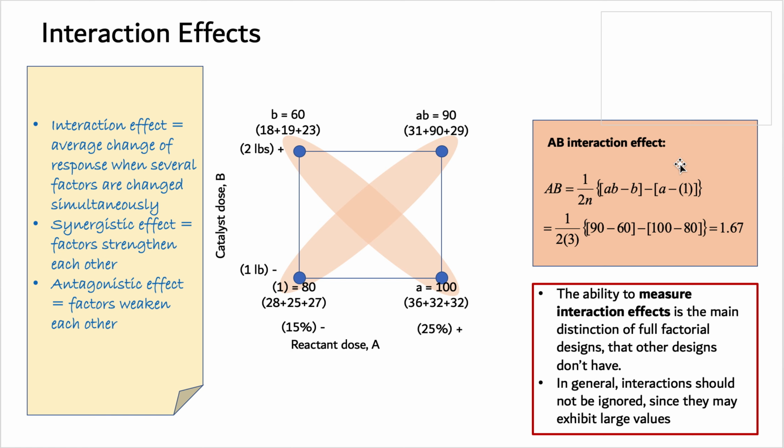So what's unique in the factorial design is the ability to measure the interaction effects. Other designs cannot measure the interaction effect. In general, the interaction effect should not be ignored as it may exhibit a large value.